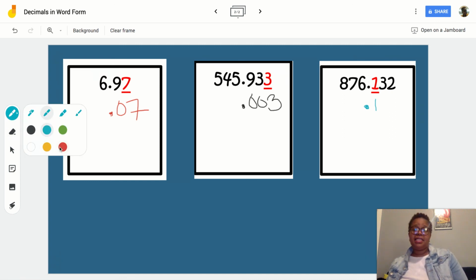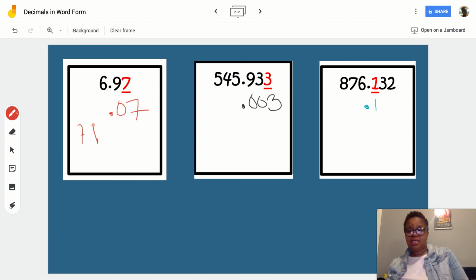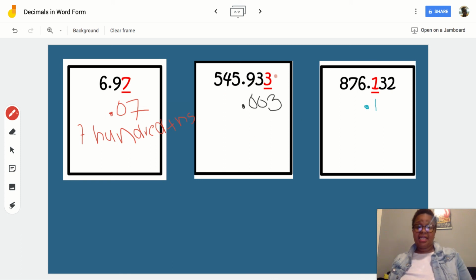If I wanted to write these in words, every number after the decimal place ends in THS. So this would be 7 hundredths. HUNDRED, THS, hundredths. Kind of sloppy. All right, right here, this would be thousandths.